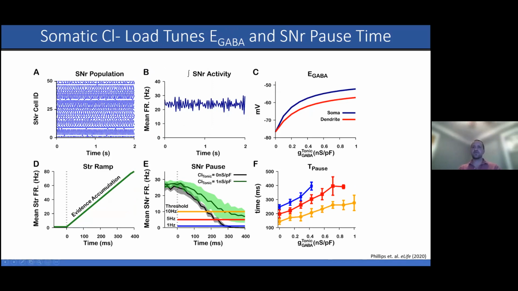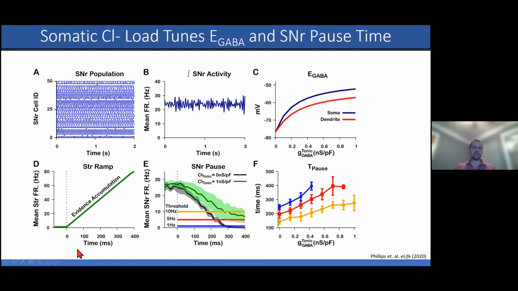So this first panel right here, or I guess back up a little bit, we brought back the SNR network, which has a mean firing rate of roughly 25 hertz. And then the first thing we did is we changed the tonic input to the soma and looked at whether or not we can influence the dendritic E-GABA. And yes, you can. So as you increase the chloride load in the soma, you depolarize the somatic and the dendritic reversal potential for GABA.